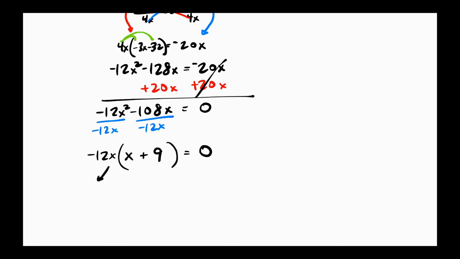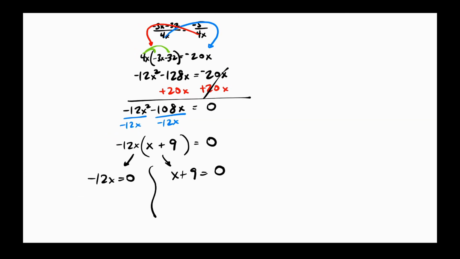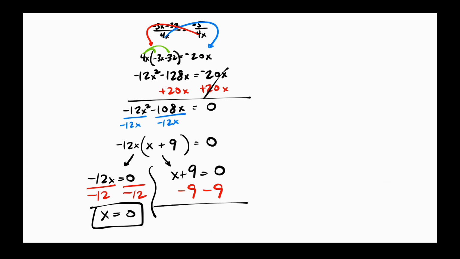Okay, split it and solve it for 0. Set them equal to 0. Okay, so divide by negative 12 on one side, divide by negative 12 on the other side. I get 0. 0 on top means 0. On the other one, I subtract 9 from both sides. I get negative 9.